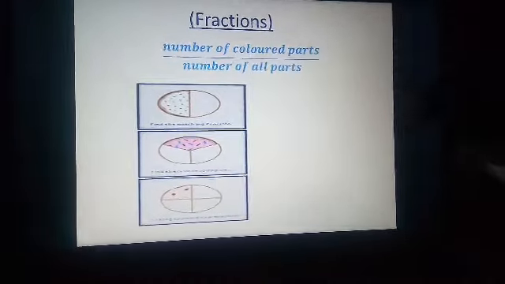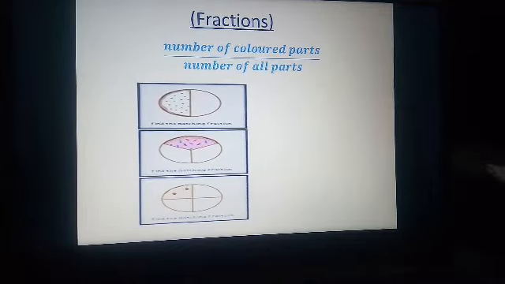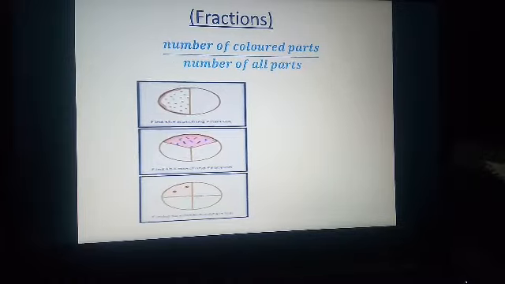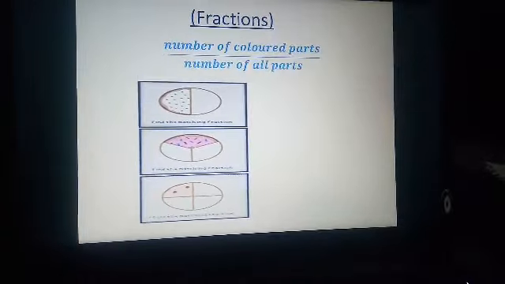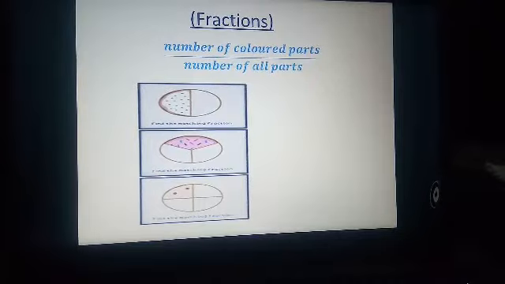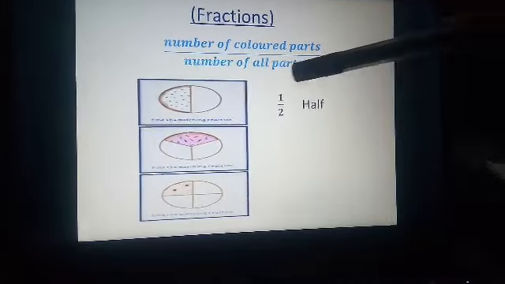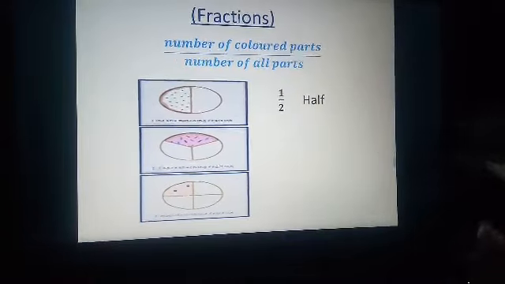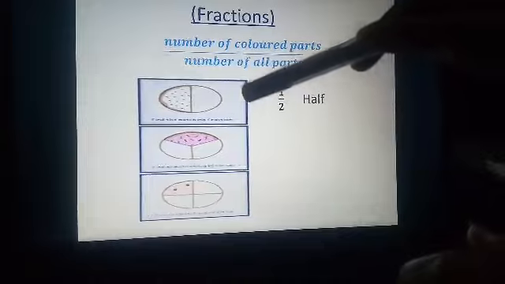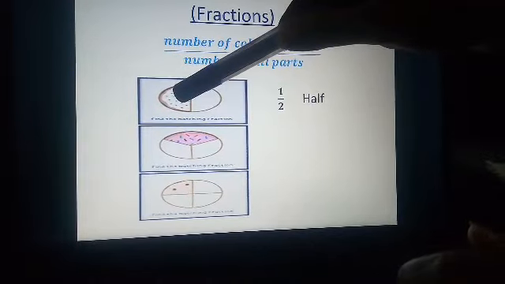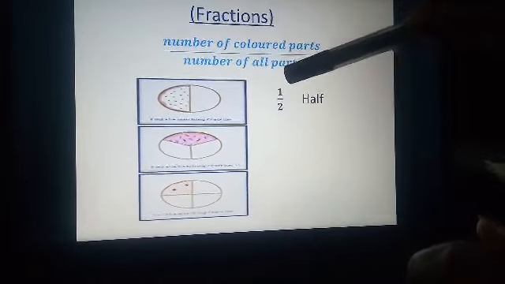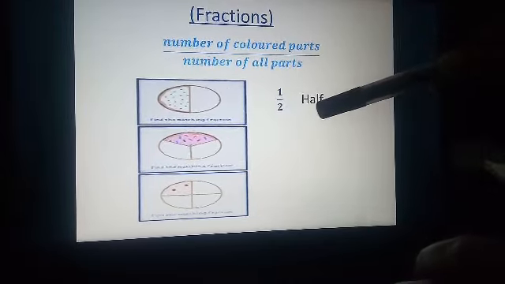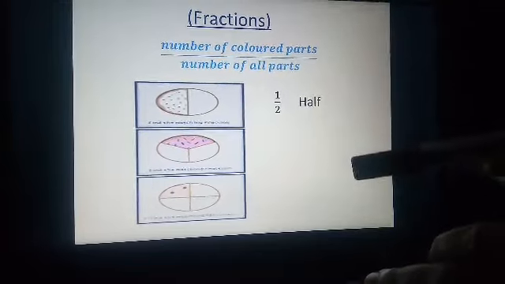Let's look at the first circle here. I have a circle and I divided it into two equal parts. Okay, and I colored just one part. How to write it as a fraction? I will make a small line and I will write up the number of colored parts. How many colored parts? Just one. So I will write up number 1. And I will write down the number of all parts. Let's count them. 1, 2. So it will be 1 over 2. And this fraction is called half. Repeat after me. Half.